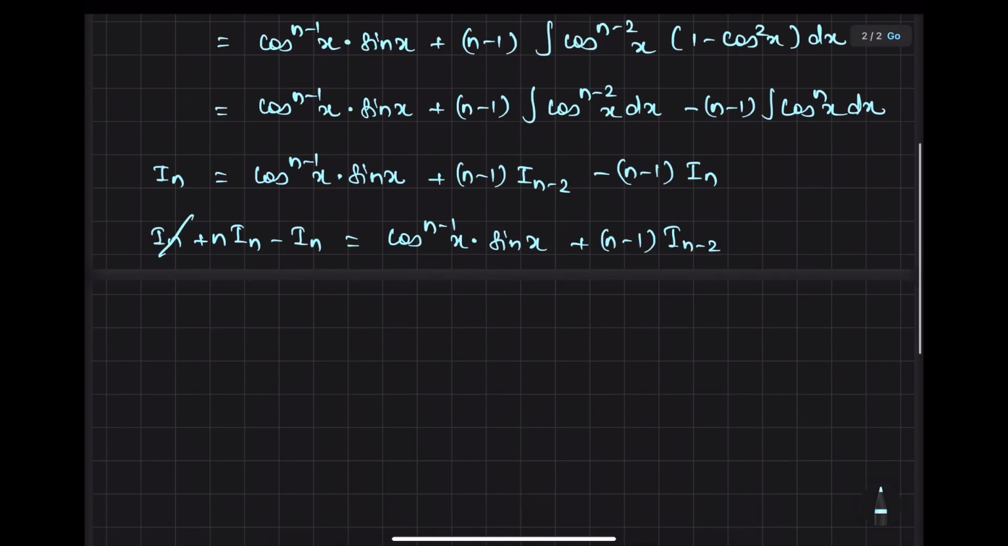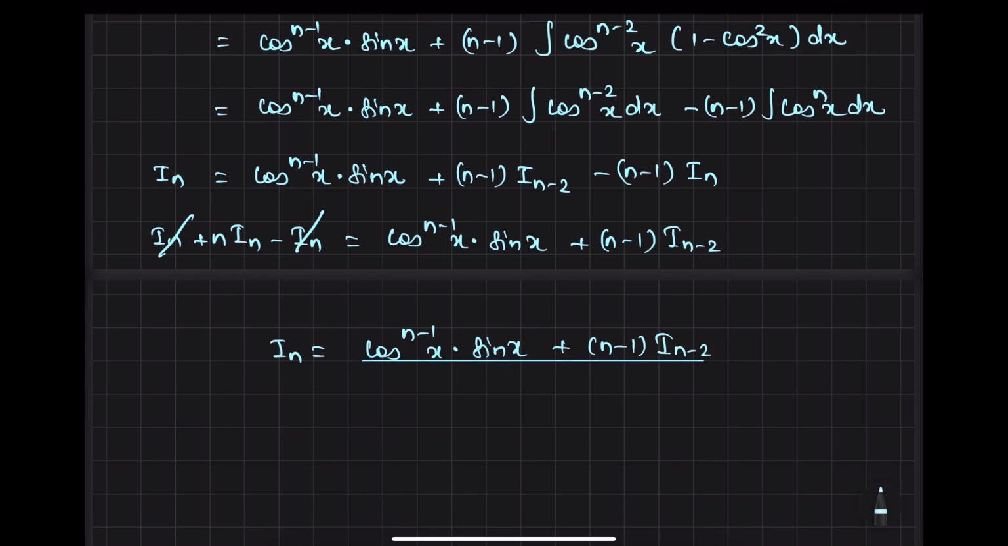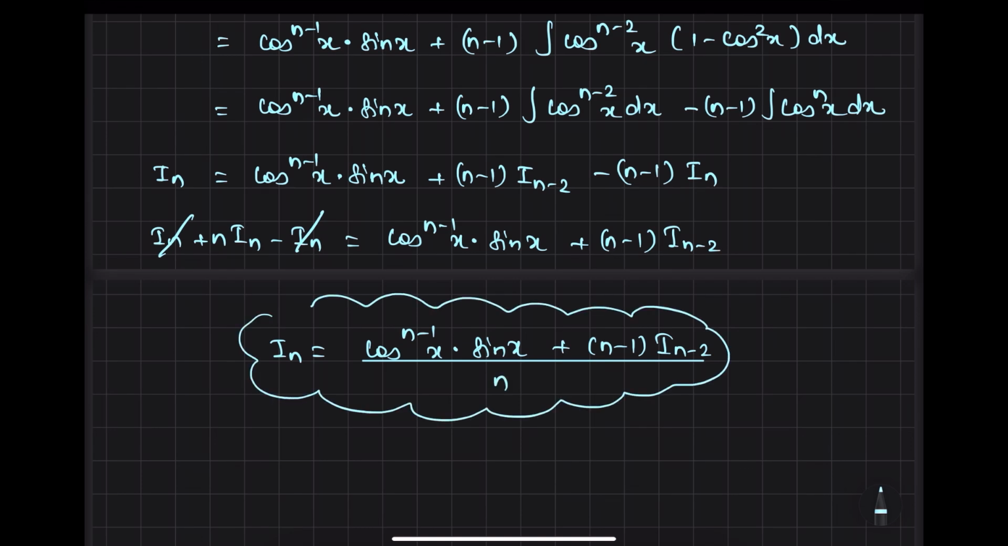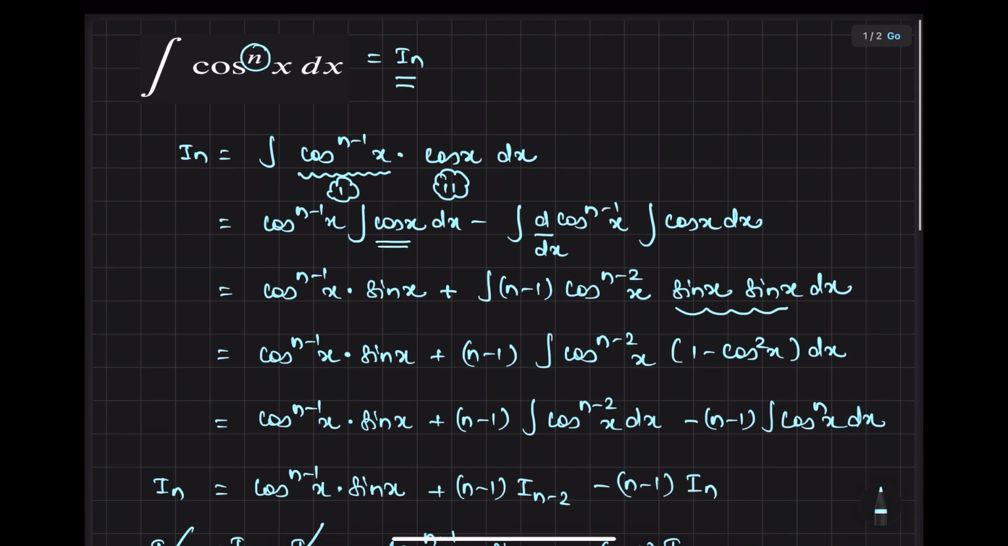If you observe, this is done quickly. So In will be equal to what? Cos of n minus 1 x sin x plus n minus 1 I n minus 2, upon n. So this is the formula for integration of cos power nx. So if you have cos power 3, you can directly write down the answer. Cos power 5, 7, 9, anything. You can use this result to mark that answer.